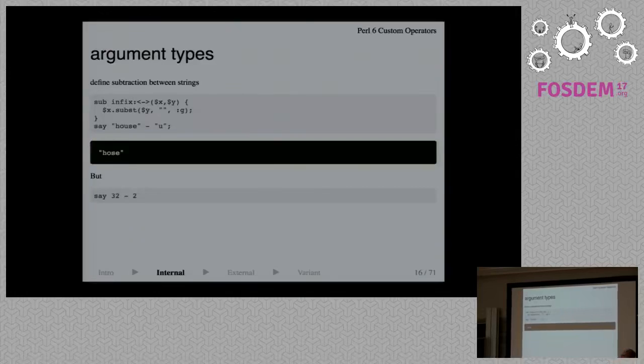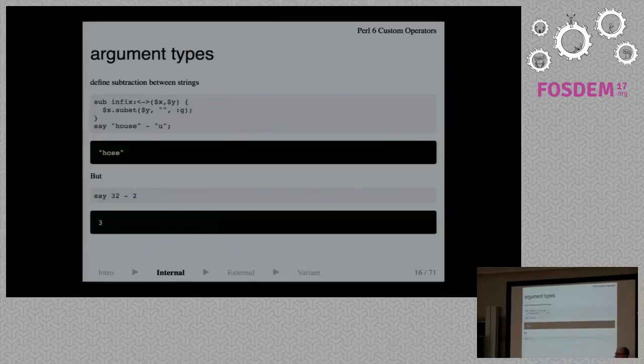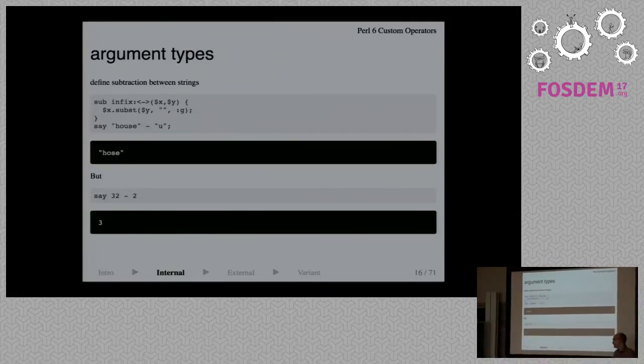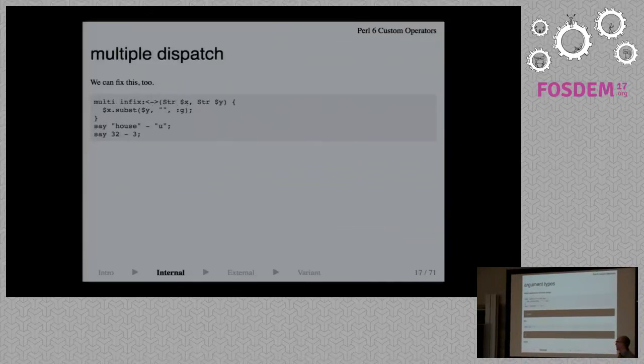All right. So then, what happens when we say 32 minus 2? Uh-oh, not good, right? Now we get 3. That's unfortunate because we don't want 32 minus 2 to be 3. Luckily, we can fix that.